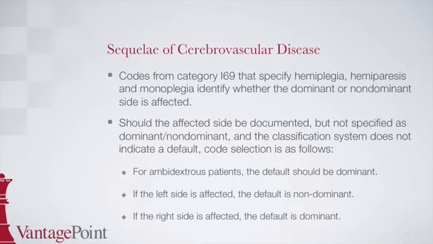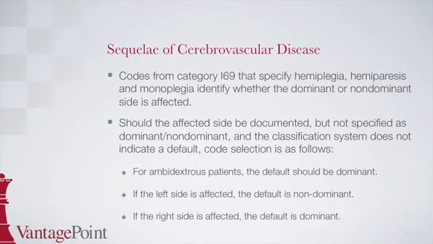If the affected side is documented, but documentation does not state if it is the patient's dominant or non-dominant side, here is how you should code. If the left side is documented as being affected, but you don't know the patient's dominant side, the default for left side is non-dominant. If the right side is documented as being affected, but you don't know the patient's dominant side, the default is dominant.